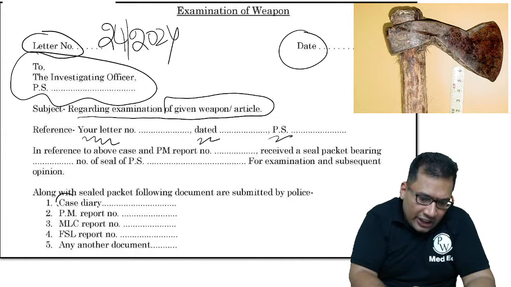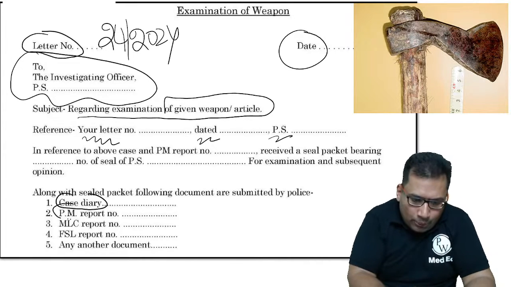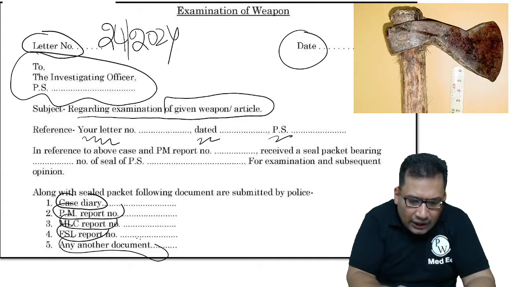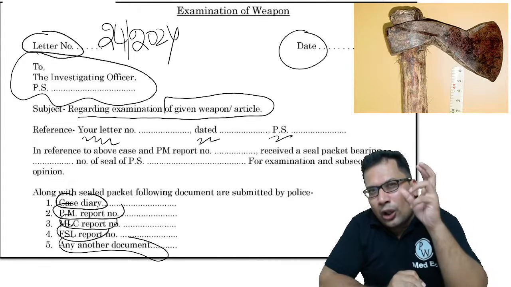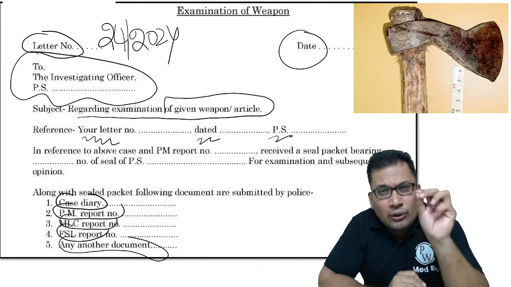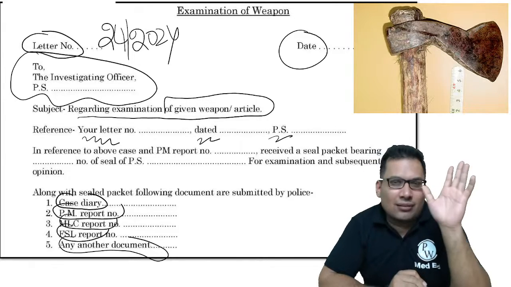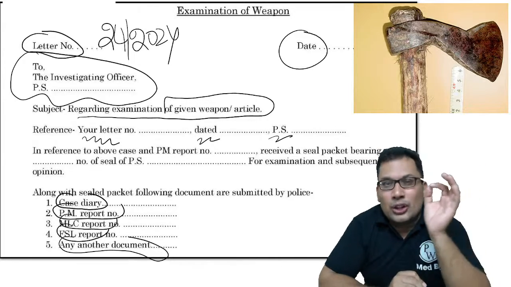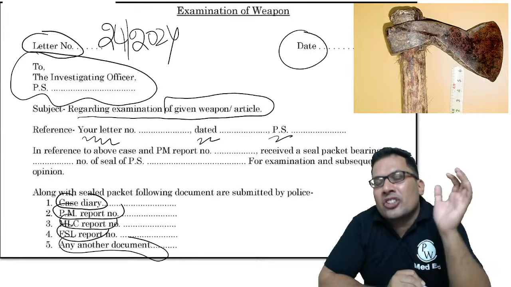Sometimes they'll give you case diary, PM report, MLC report, FSL report or any other document. Whatever document you receive, you need to document in your letter. That is important, just to maintain chain of custody.